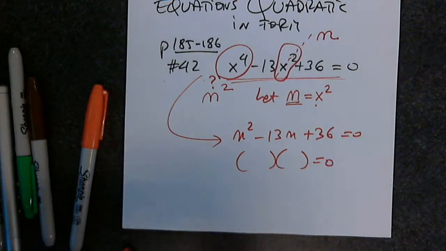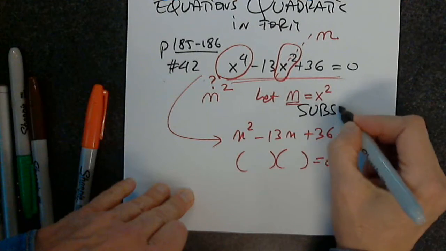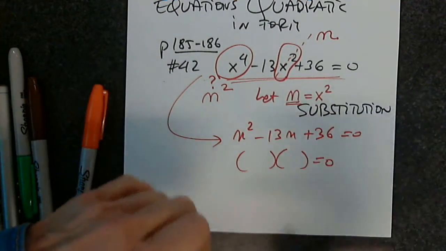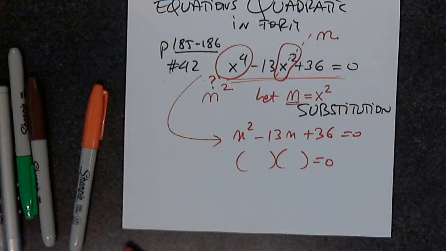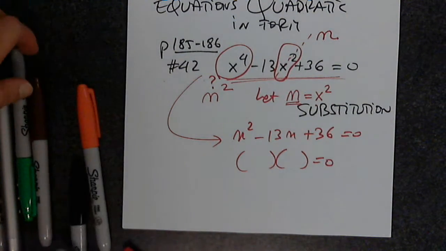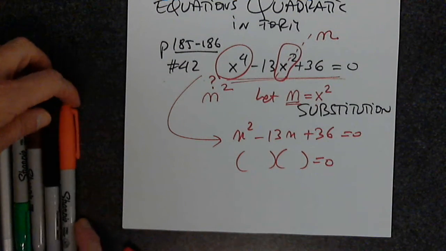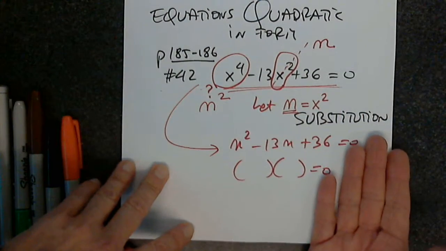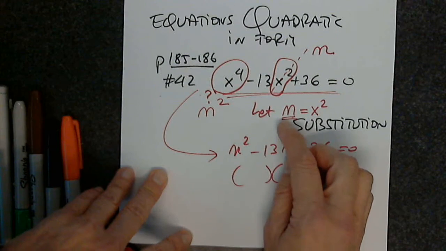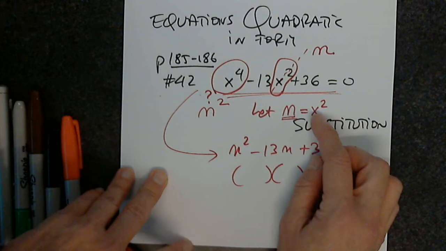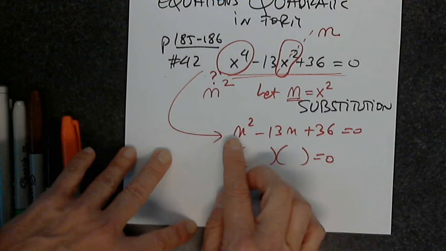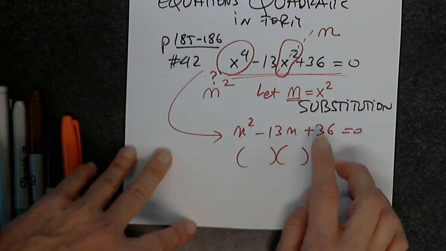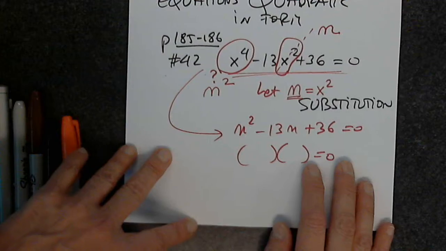So we basically use the substitution. We substituted x squared with n. Why? To make it easier. Do we have to? No. If you can solve it using another method, please do. But this is an equation that is quadratic in form, and we use the substitution. What was the substitution? Little n replaced x squared. Then the new equation became n squared minus 13n plus 36 equals 0, which I know how to factor.